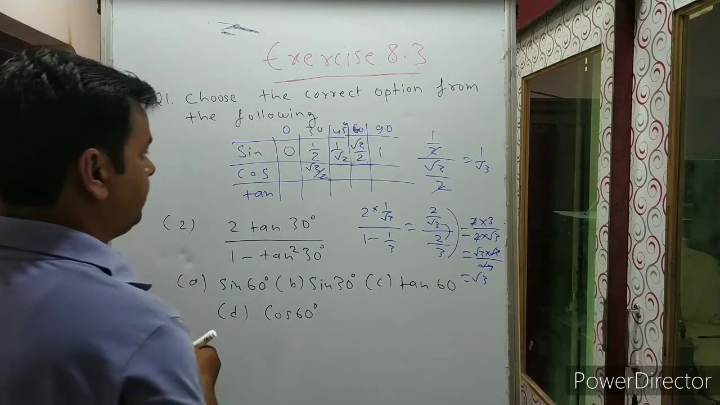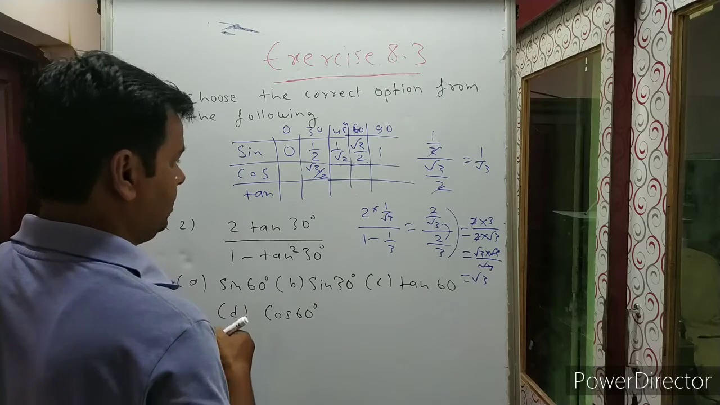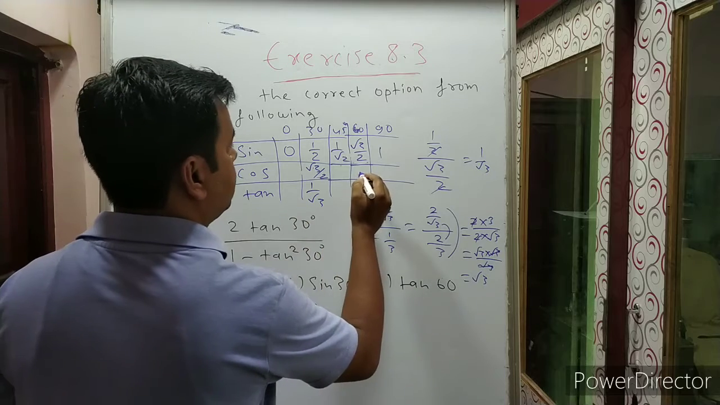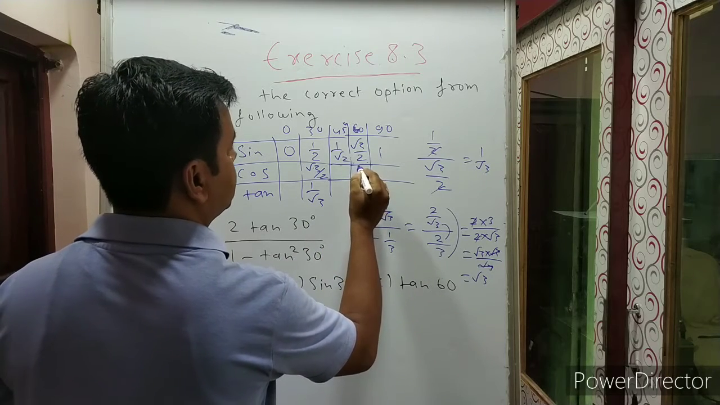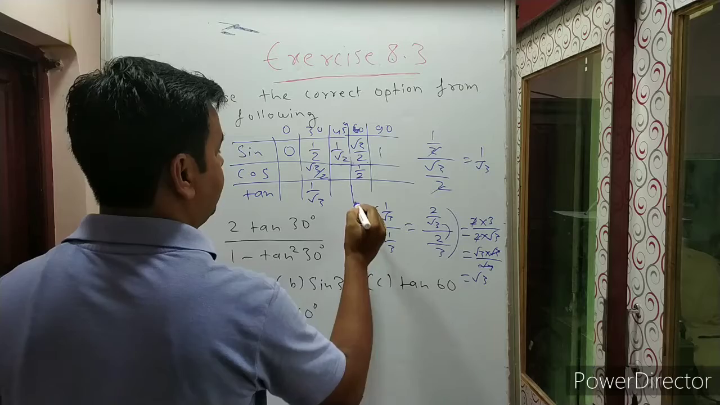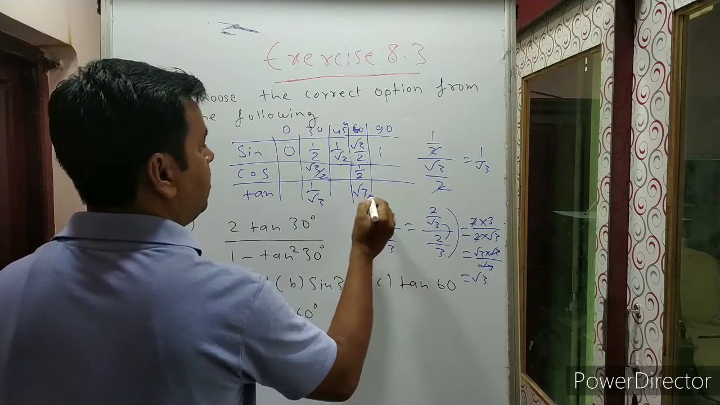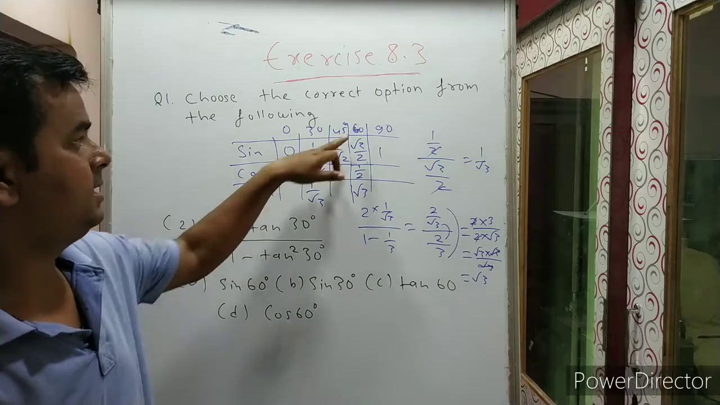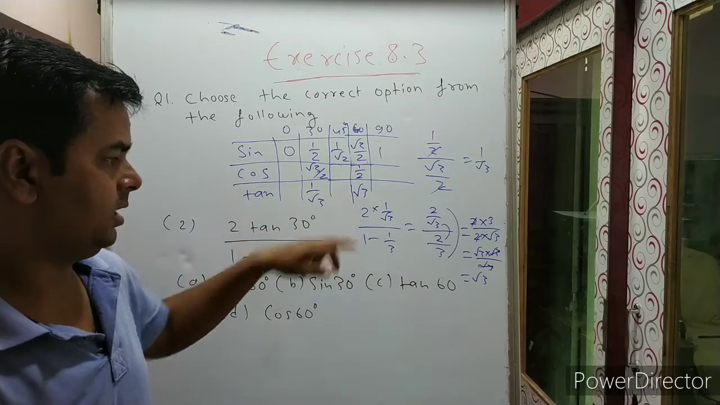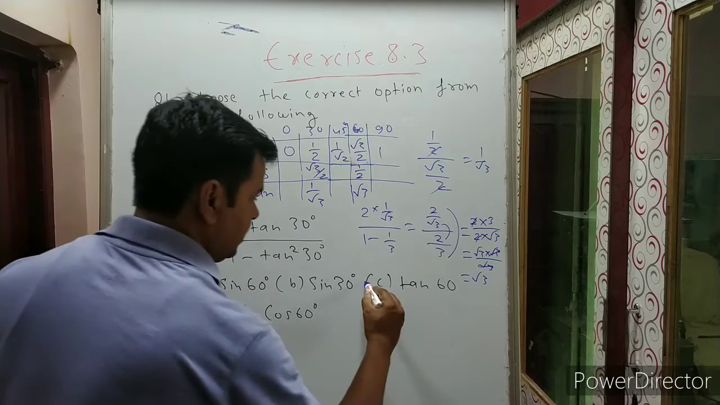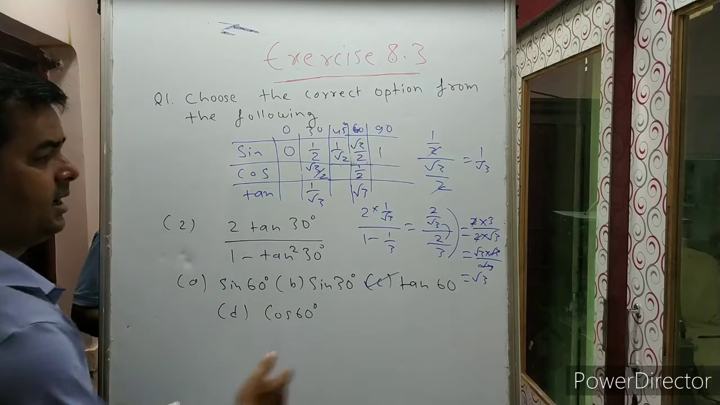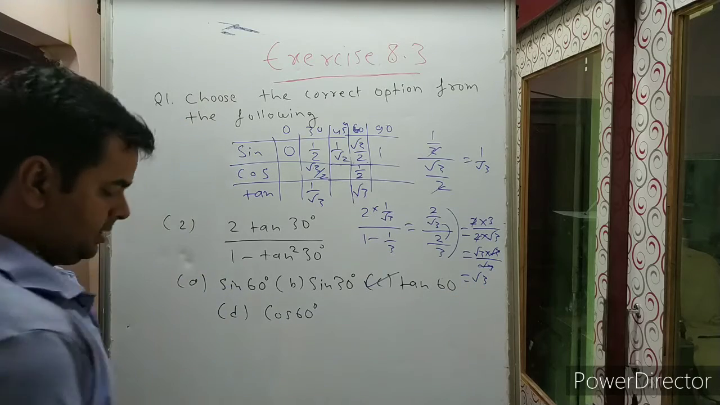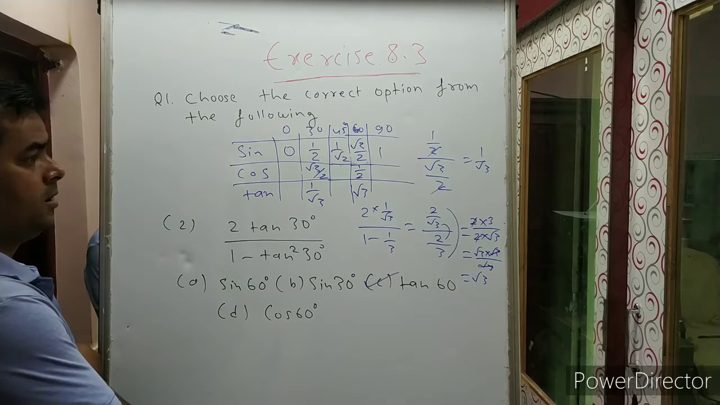Okay. Now this is 1 upon 2. If you see the value chart, tan 60 is root 3. So our third option, option number C, is tan 60. So that will be the right answer, because root 3 is the answer. Okay? Right?